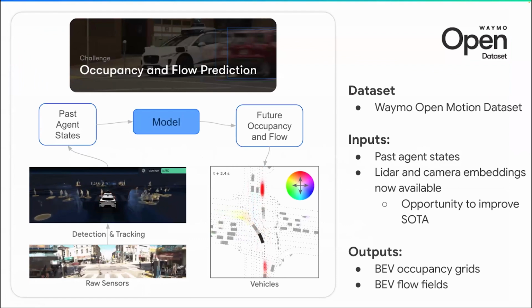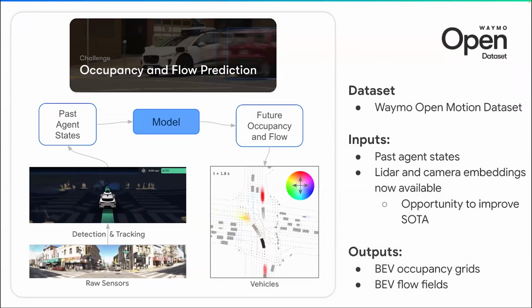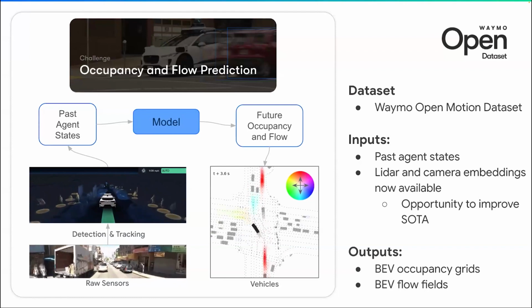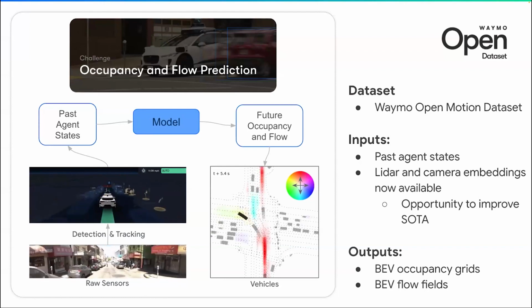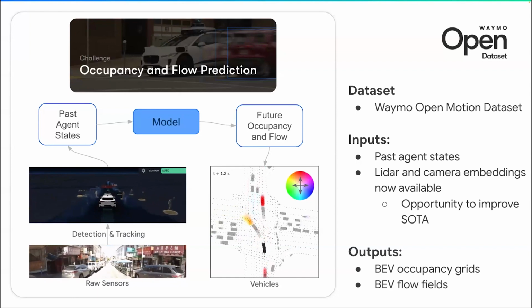Yeah, thank you, Scott. Next, you're looking at the occupancy and flow challenge, which is defined on the same dataset as the previous challenge, the motion challenge, introduced by Scott. I'm Reza from the Waymo research team, and I'll be giving an overview of the challenge. And following that, you'll see 3 very short videos from the winning teams.